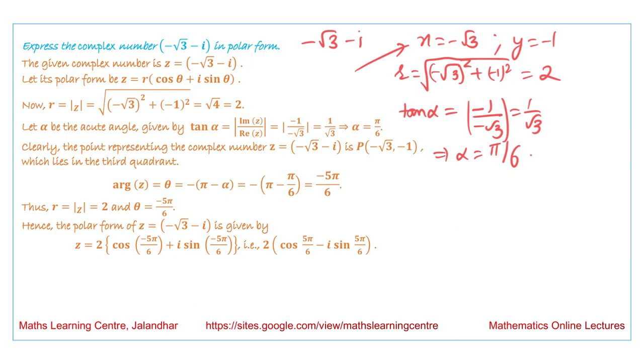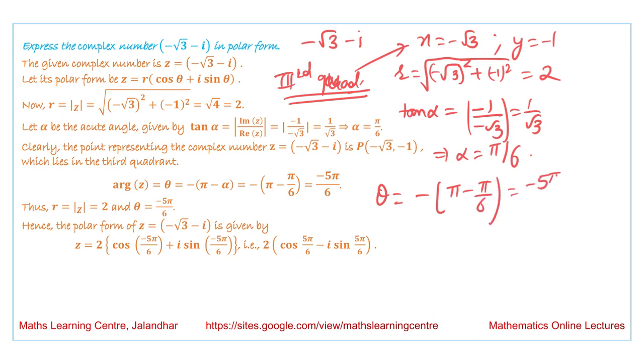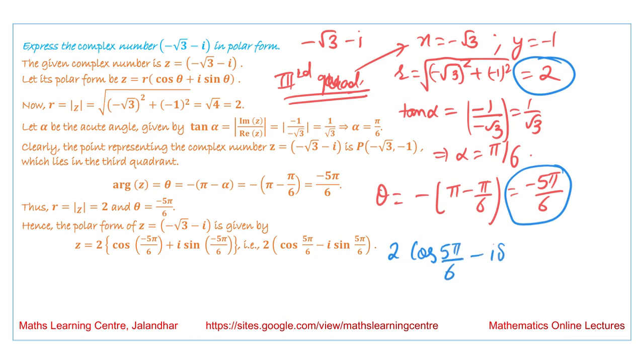Again, this number lies in the third quadrant. So the value of theta will be minus of pi minus pi by 6, that will be equal to minus 5 pi by 6. So for the polar form of this number, the value of r is 2 and the value of theta is minus 5 pi by 6. So the polar form is 2 cos 5 pi by 6 minus iota sine 5 pi by 6.